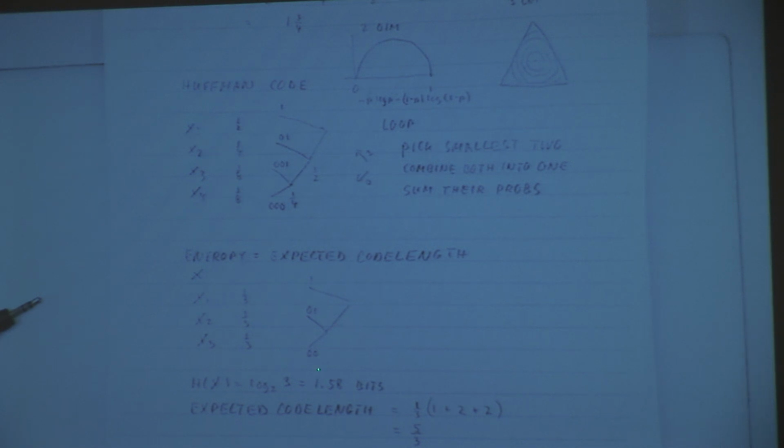What's the expected code length of this? The expected code length is this, which is 5/3, 1.66. But log base 2 of 3, the entropy, is a little smaller. You see? So the entropy is always close to the expected code length that you produced by the Huffman code.